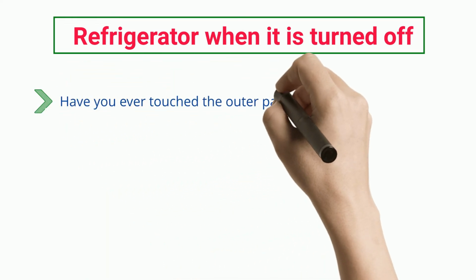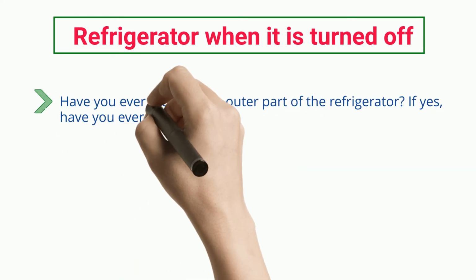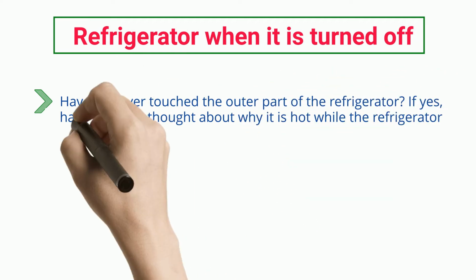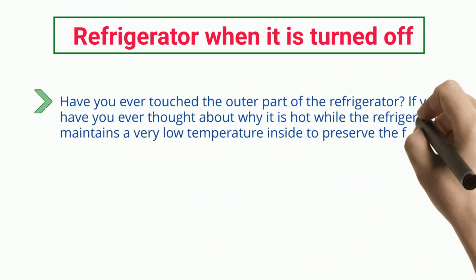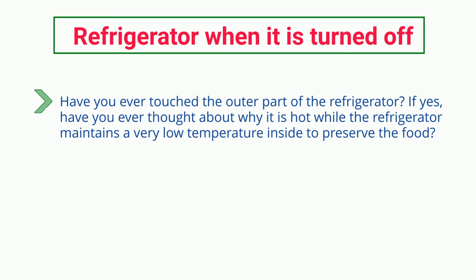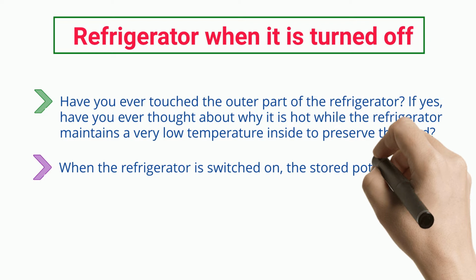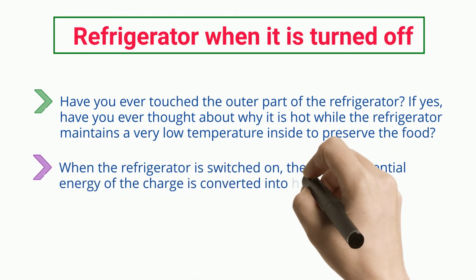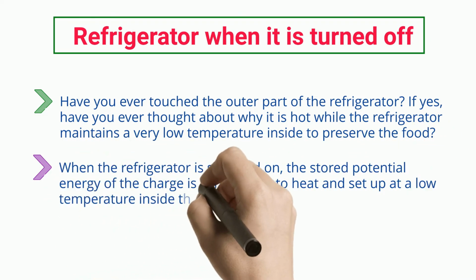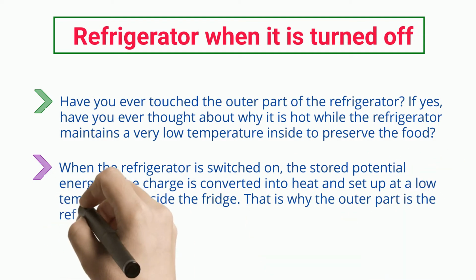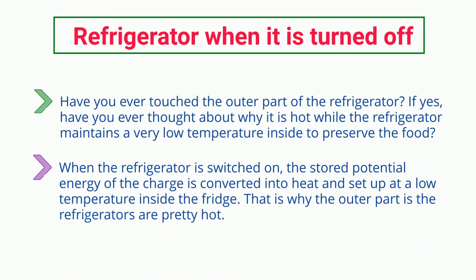Have you ever touched the outer part of the refrigerator? If yes, have you ever thought about why it is hot while the refrigerator maintains a very low temperature inside to preserve the food? When the refrigerator is switched on, the stored potential energy of the charge is converted into heat and set up at a low temperature inside the fridge. That is why the outer part of the refrigerator is pretty hot.